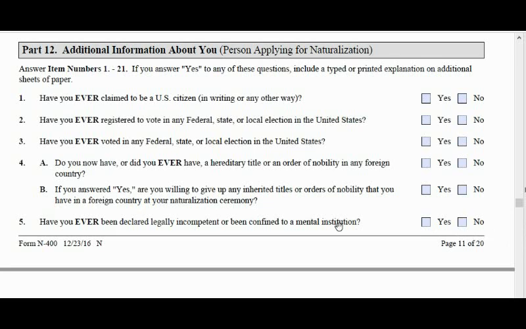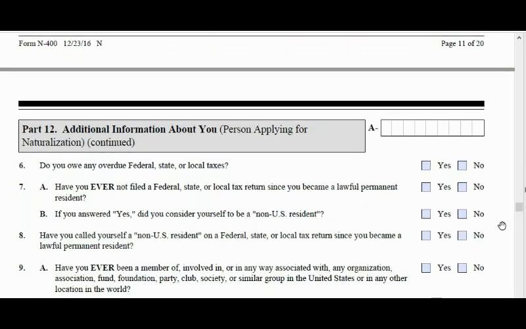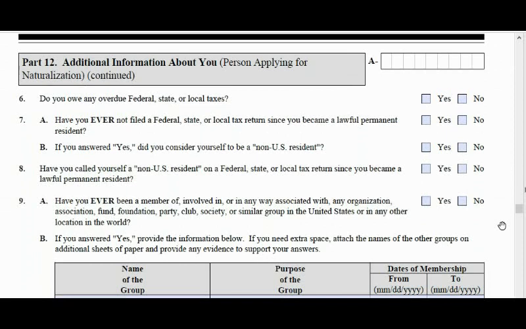Then from there, part 12 continues on to number six. The question is about whether you owe any overdue federal, state, or local tax. If you owe any money in federal, state, or local tax, you check yes. If not, you check no.